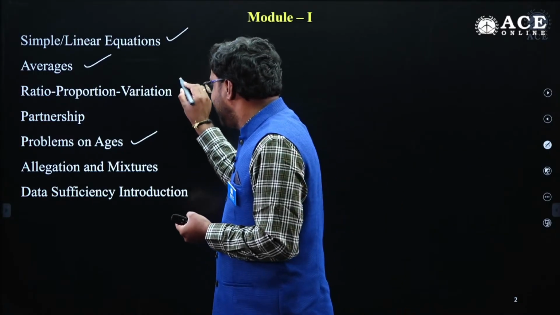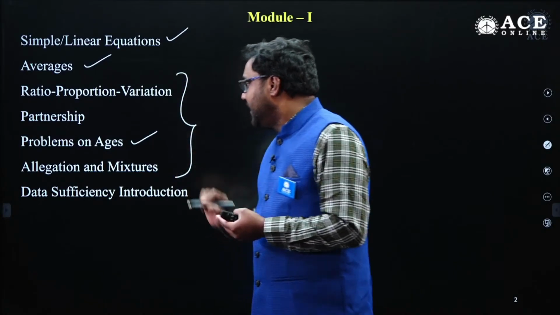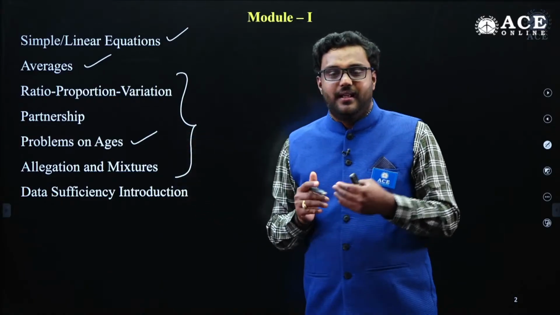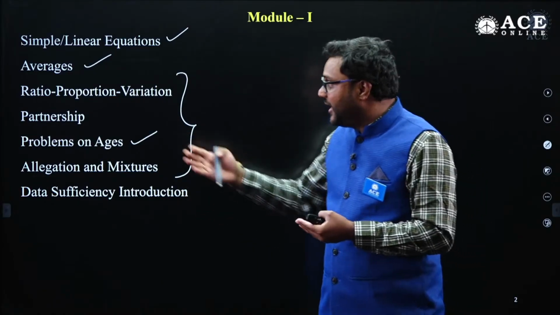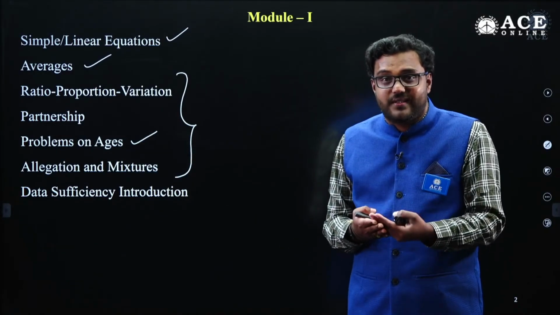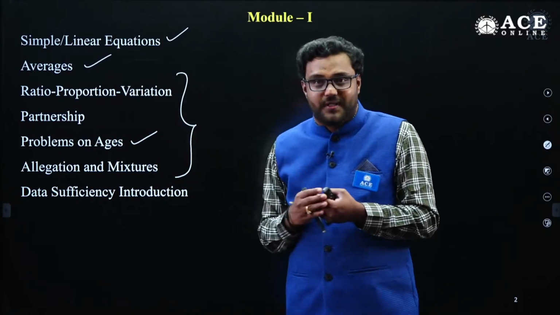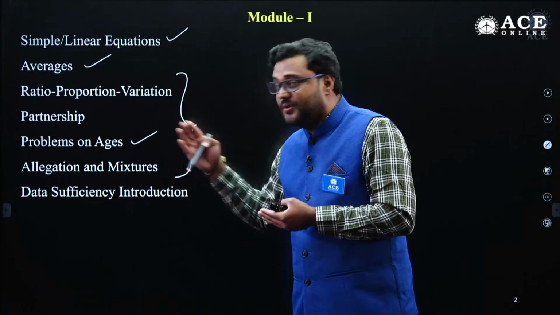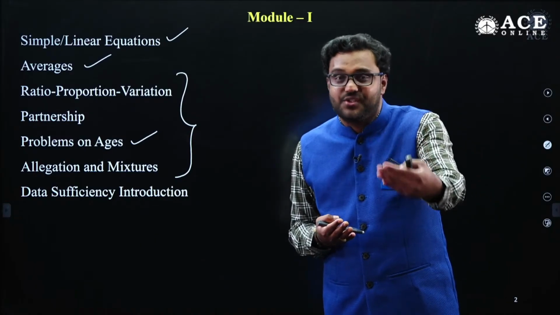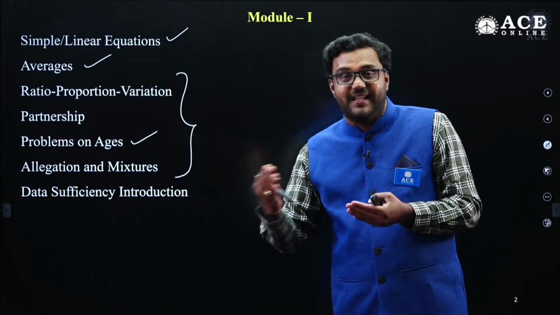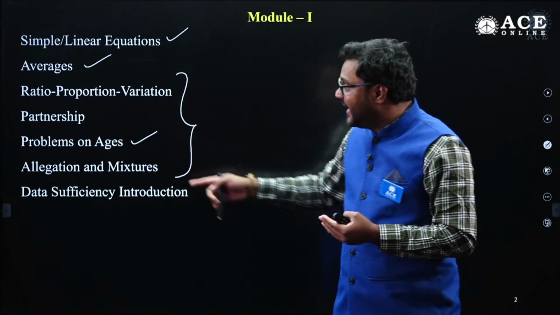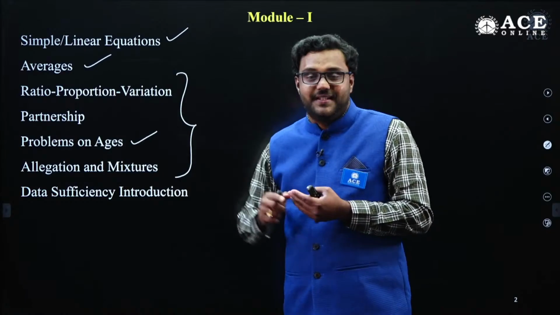Ratio, proportion, variations, partnership, problems on ages, allegation, mixture. These 4 are also internally linked concepts. If you know ratio, proportion, variations, how to share the profit and how to share the loss can be easily done in the partnership concept. In ages also, they'll give you: 4 years ago, A and B ages are in the ratio X is to Y; 5 years hence they are in the ratio Y is to Z. We have to solve those types of questions. Again, ratios will help you to solve ages.